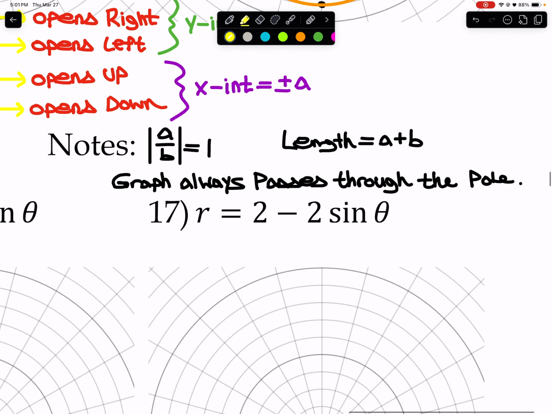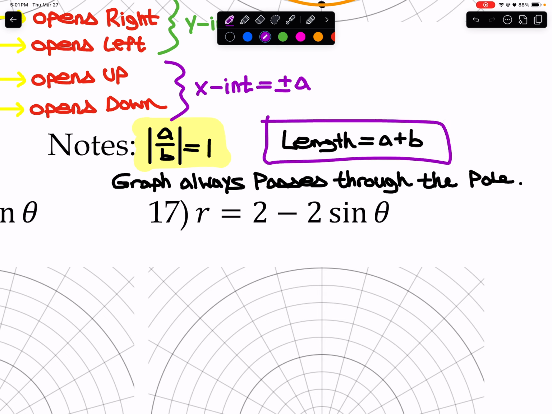And then over here, just know that your ratio, when you simplify A and B, is going to be exactly equal to 1. Where the length on the side that it opens is going to be A plus B. Or rather, it needs to be the absolute value of A plus the absolute value of B. And then once again, it's always going to pass through the pole.